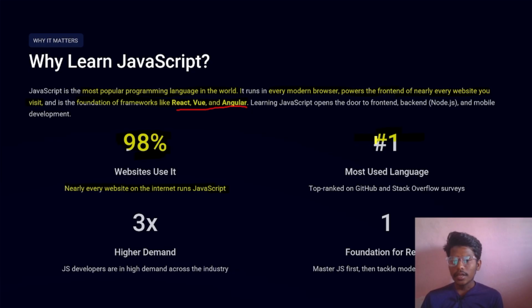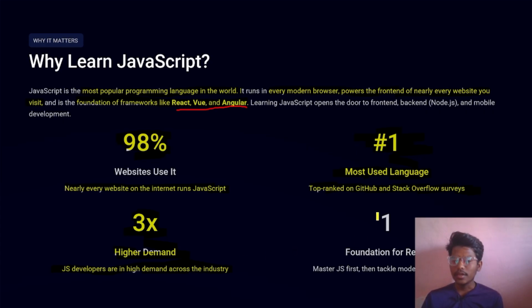It is the number one most used language, top ranked on GitHub and Stack Overflow. Why is JavaScript so important? It has three times higher demand than other languages. JavaScript developers are in high demand across every industry.